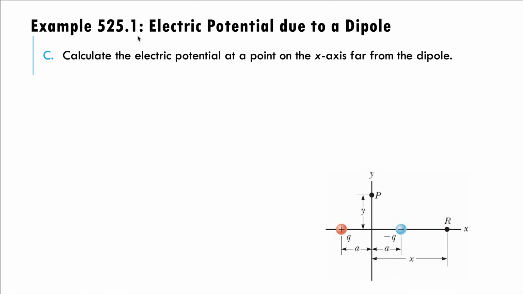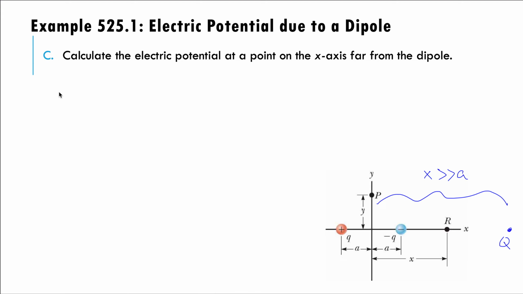And the third part of this problem is now to calculate the electric potential at a point on the x-axis far from the dipole. And let's just assume it's in this direction really far, so at a distance of infinity. Or we can also think of it as x being much, much greater than a. This point, let's call it point Q.